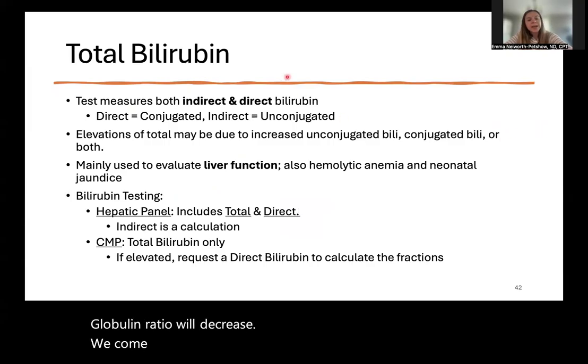When we come back, we will look at bilirubin, which is a function and measurement of liver and gallbladder.